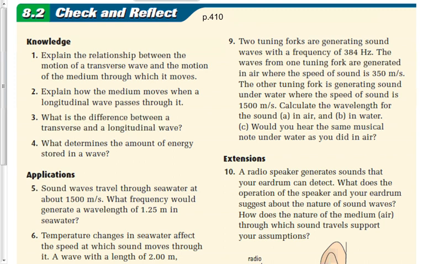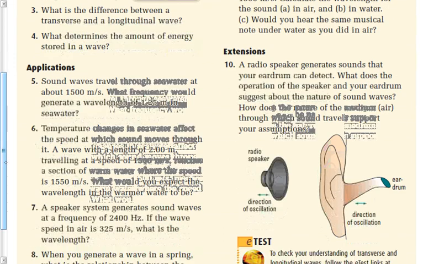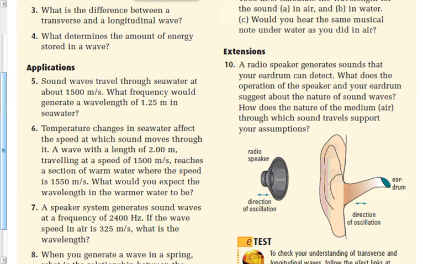Hey, let's take a quick look at question number 10 now. A radio speaker generates sounds that your eardrum can detect. What does the operation of the speaker and your eardrum suggest about the nature of sound waves, and how does the nature of the medium air through which the sound travels support your assumptions? So you can see here that the radio speaker or your iPhone speaker or whatever, there's a felt material that's inside this cone in the speaker, and this felt material is going back and forth like this. Okay, back and forth, back and forth, back and forth, in the direction that the wave is traveling. The wave goes this way towards your ear, the particles go back and forth in the same direction.